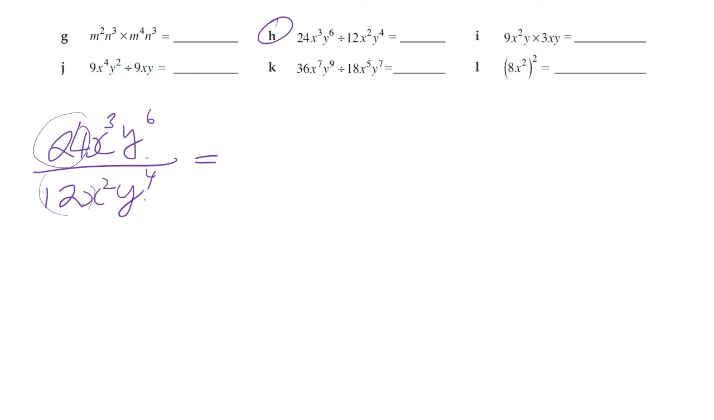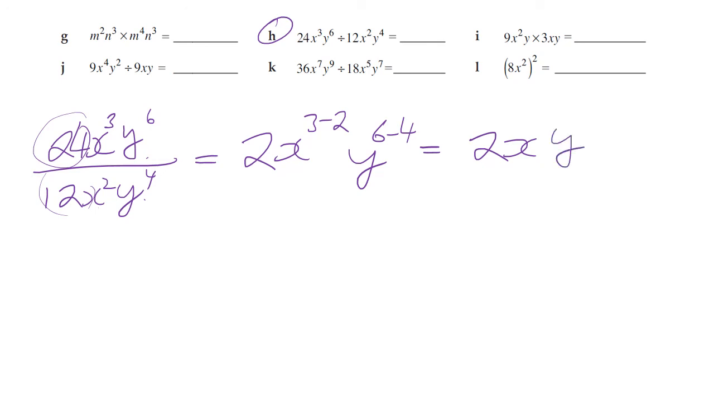So let's divide 24. What can I divide 24 with? I can divide 24 by 12, which means I will end up with 2. x cubed divided by x squared, so it will be 3 take 2 as the power. Then I've got y to the power of 6 take 4. x to the power of 3 take 2 is just x to the power of 1. I don't really need to write it because x to the power of 1 is just x. y to the power of 6 take 4 is y squared. So your answer will be 2xy squared.